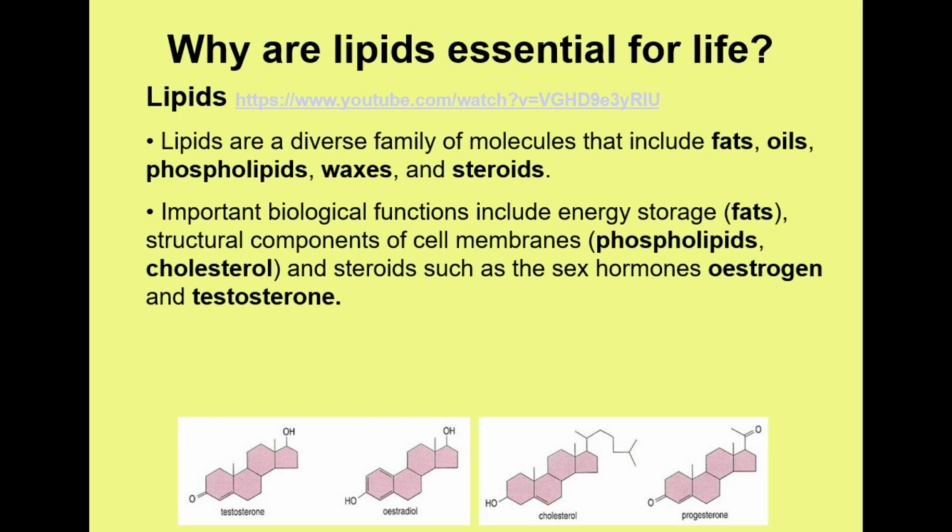But we also find lipids forming the structural components of cell membranes. I mentioned phospholipids just now, but also cholesterol. Cholesterol is a steroid. It belongs to this group of lipids called steroids, and this also includes the sex hormones, estrogen and testosterone. You can see on the diagram at the bottom there four of the steroids: testosterone, estrogen, cholesterol, and progesterone. But we can also include vitamin D in that.